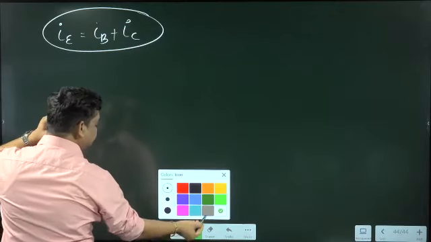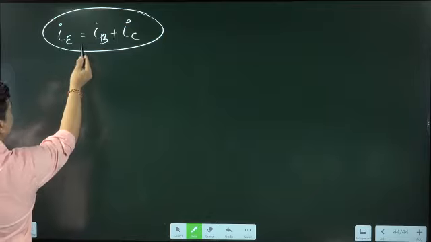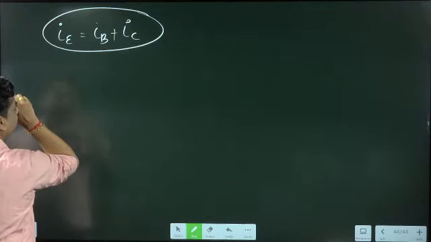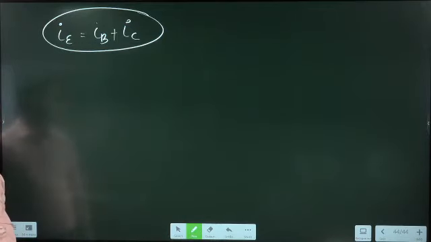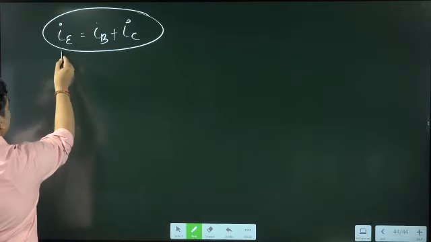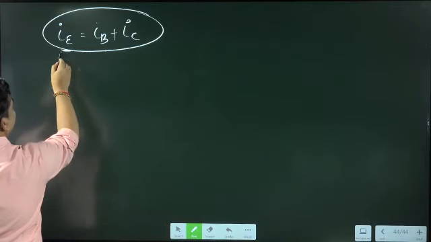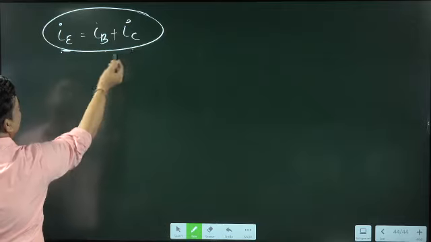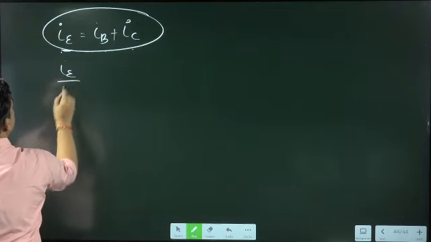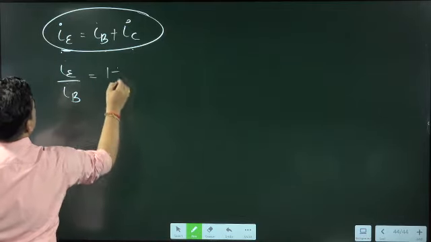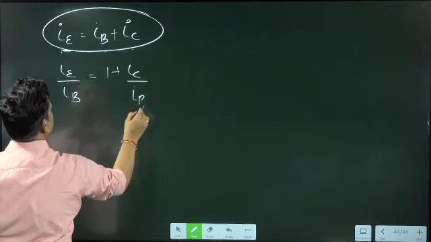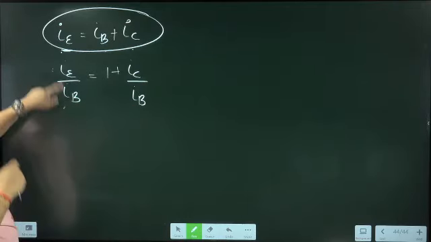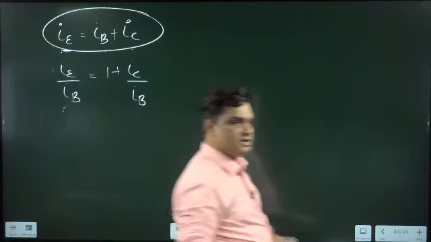Now, in this one, if I divide with IB once, and here also, so we can write here IE by IB equal to 1 plus IC by IB. Can you tell me what is this IE by IB?